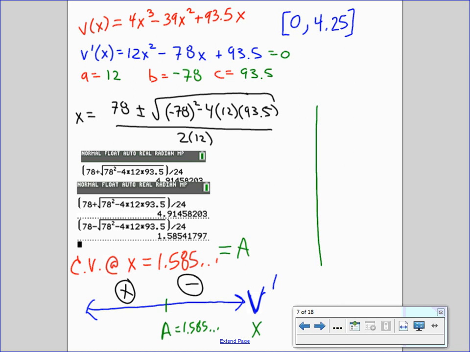I want an x, V of x T-chart. What am I going to put on there? 0, my left endpoint, A, my critical value, and 4.25, my right endpoint. Now I'll get my volume values from each of those and compare, and I'm expecting to see the maximum right here when x equals A, 1.585 inches.